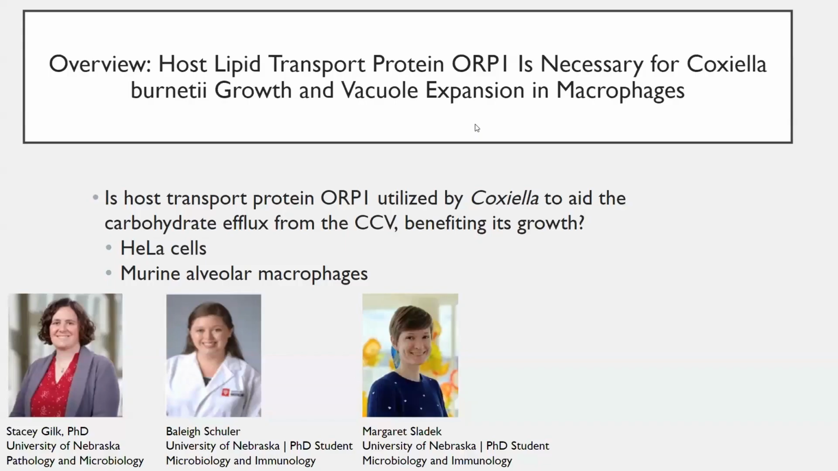Just as a quick overview, the general question that they want to answer is: is the host protein ORP1 utilized by Coxiella to aid the carbohydrate efflux, so the removal of carbohydrate from the Coxiella containing vacuole, and does this benefit its growth? And they test this hypothesis in both HeLa cells and mouse alveolar macrophages. Underneath this, I have each of the cited authors, Dr. Stacy Gilk being the lead lab investigator, and the two PhD students that likely did most of the manual labor for it.